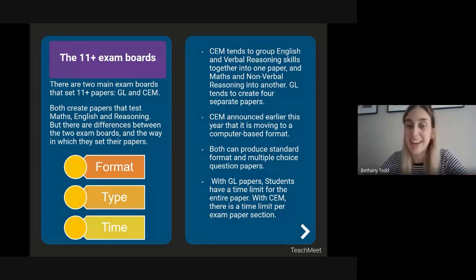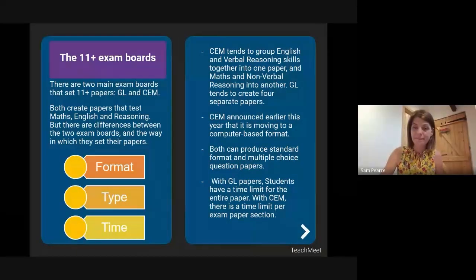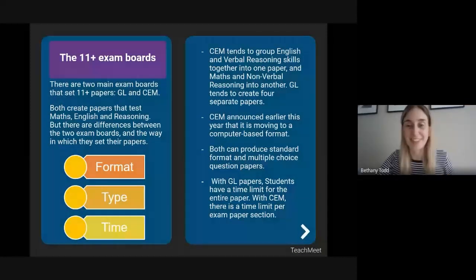Perfect. And then Natalie has asked as well, for GL, is it 45 minutes per paper? Yes, generally speaking. Perfect. That's all of our questions for now.